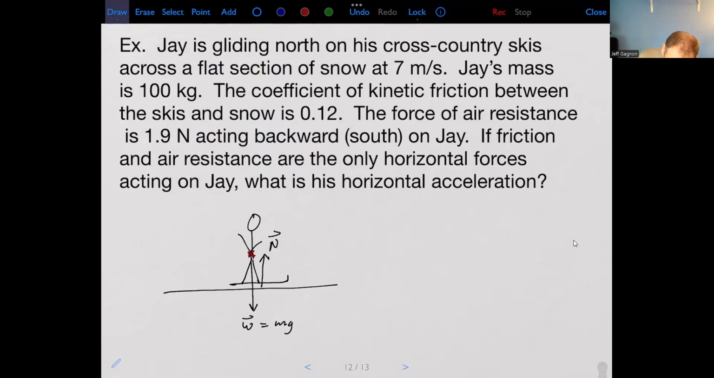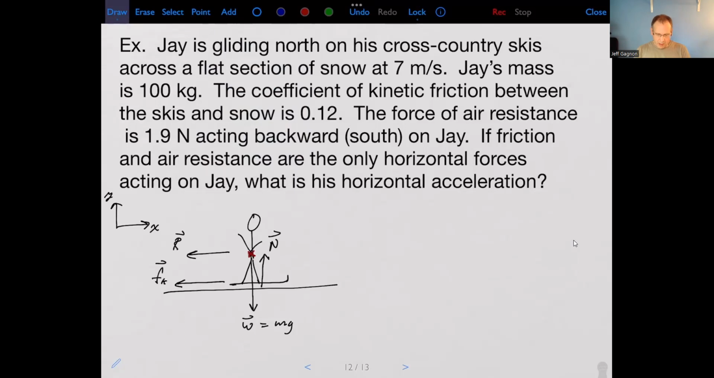And then we have a kinetic frictional force acting to the left, and then a wind force, like a resistance force, I'll just call it R. So R is like the wind force acting to the left as well, right? It's opposing his motion. J is moving to the right, we're going to assume, and the forces opposing his motion are acting to the left. And let's just create an easy coordinate system. I'll just call X positive to the right and Y positive upward.